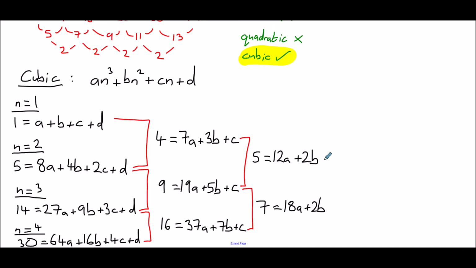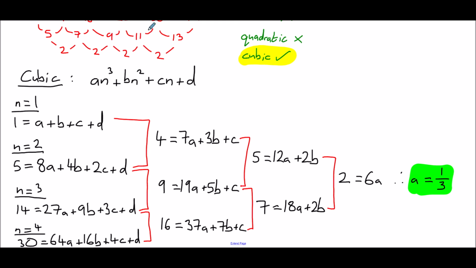We can now finally make some progress in solving this. So yet again, if we do the bottom one, take away the top, 7 take away 5, that gives us 2. 18a take away 12a gives us 6a, and the b's disappear. And so 2 equals 6a. Divide through by 6, therefore a equals 2 over 6, which is a third. So we now know that a is a third.